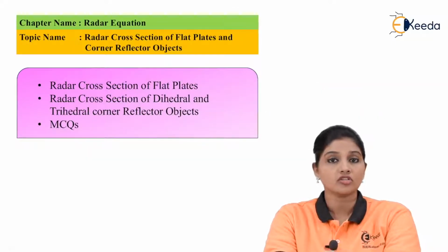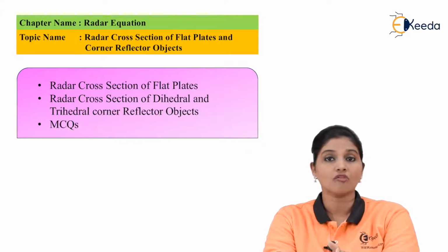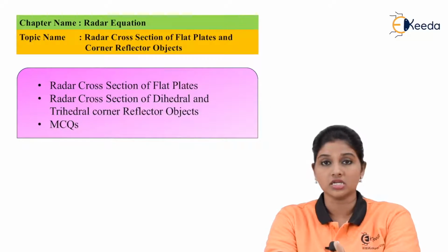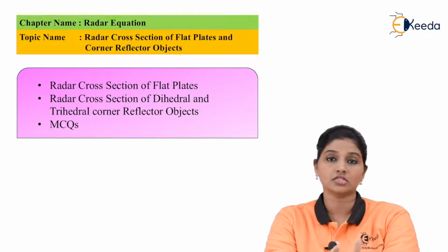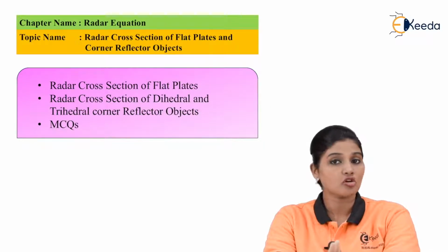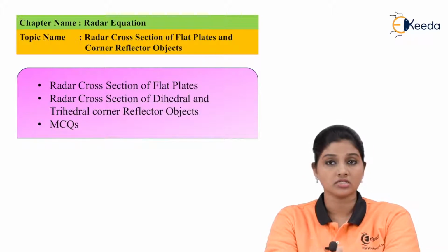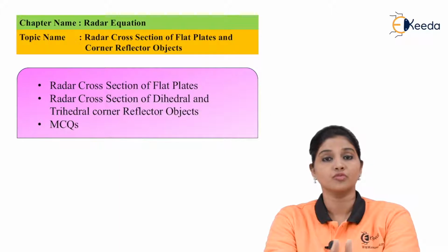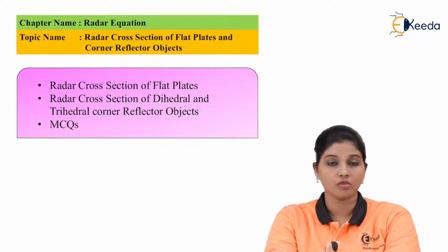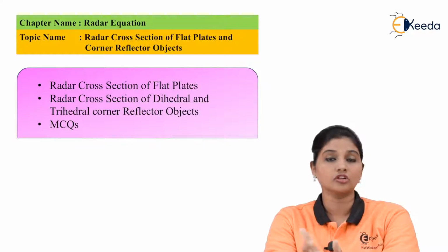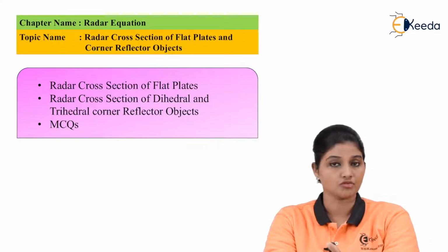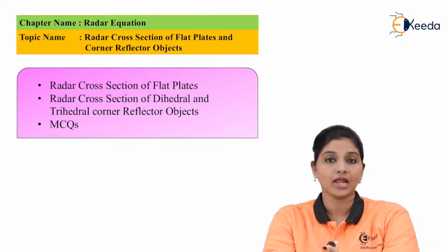Basically, the radar cross section is nothing but the measure of how radar can detect the object. Higher the value of RCS indicates that the radar can easily detect the object. Now, in this topic, we are going to start with finding out RCS of flat plate. Then we move to the corner reflector objects, which indicate bihedral and trihedral reflectors, and then we conclude the topic with the help of some MCQs. So let's start with the flat plate.